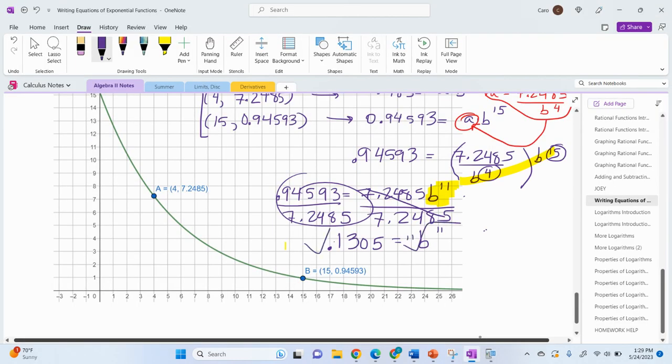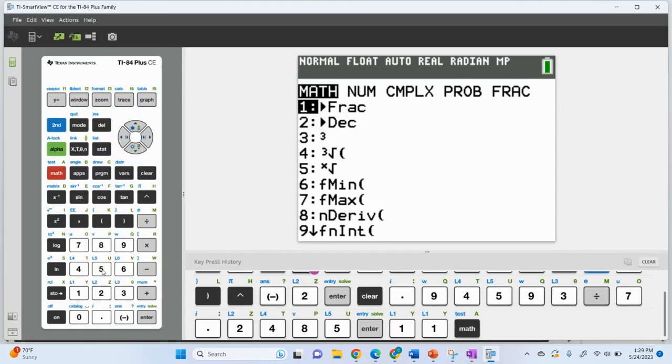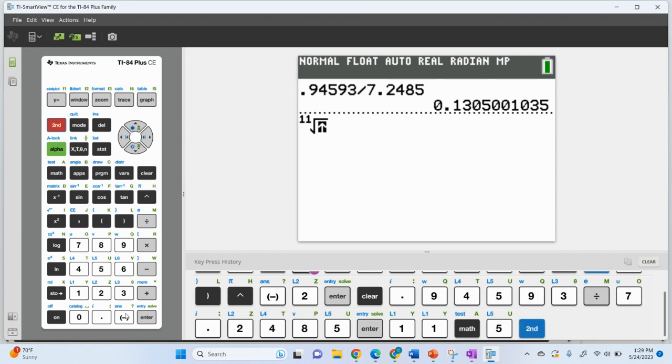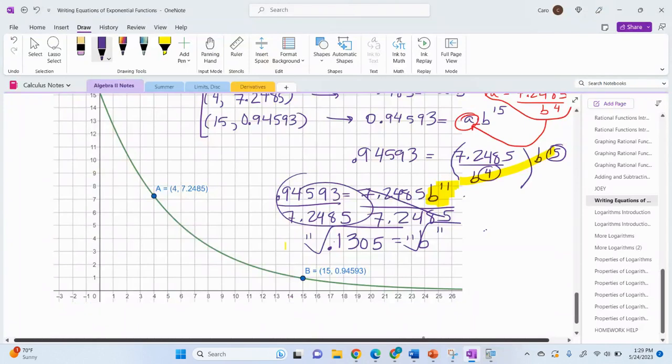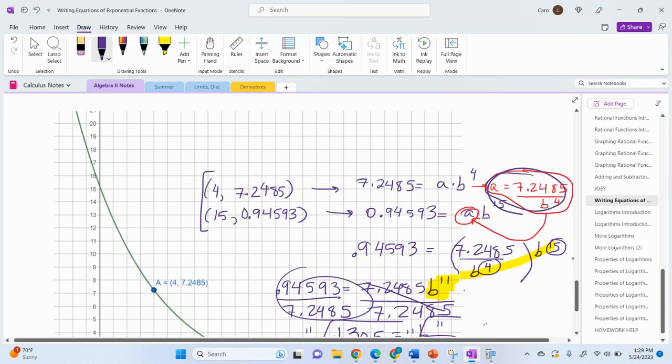I'm going to do the 11th root. You're pretty much always going to end up doing a radical here, and you have the 11th math 5 root, and you can always do second answer, so you don't have to type that in again. 0.831, I'll round it like that. 0.831 is B. And then you're just going to plug back in to here to get your A value. You'll plug in what you got for B.